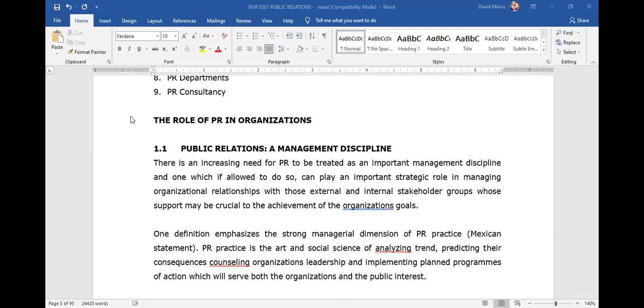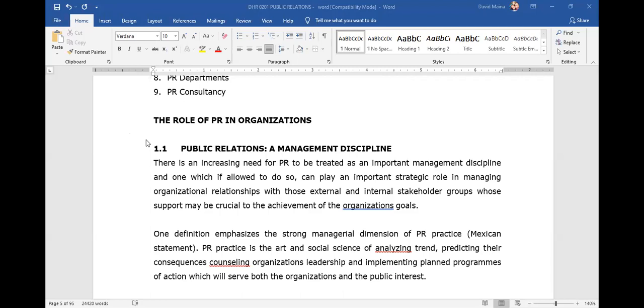So that is the definition of public relations. And therefore we start by asking ourselves, what are the roles of public relations in an organization? Now that we have known that public relations is the art and science of creating and maintaining mutual understanding between the organization and the public, what are their roles?